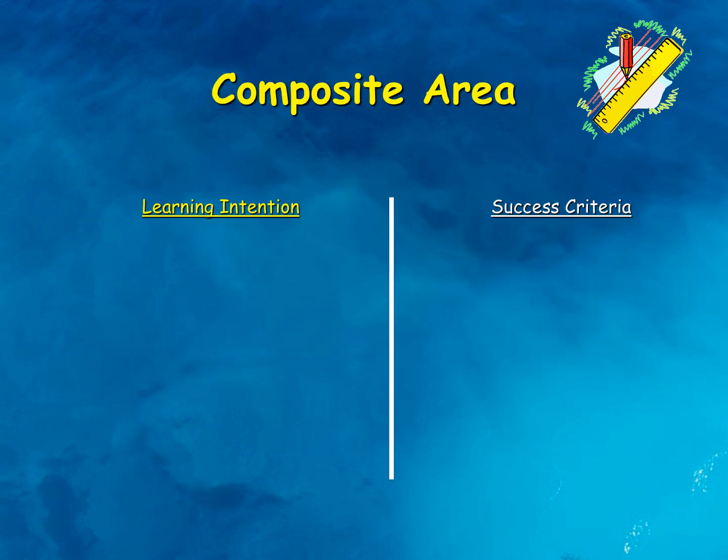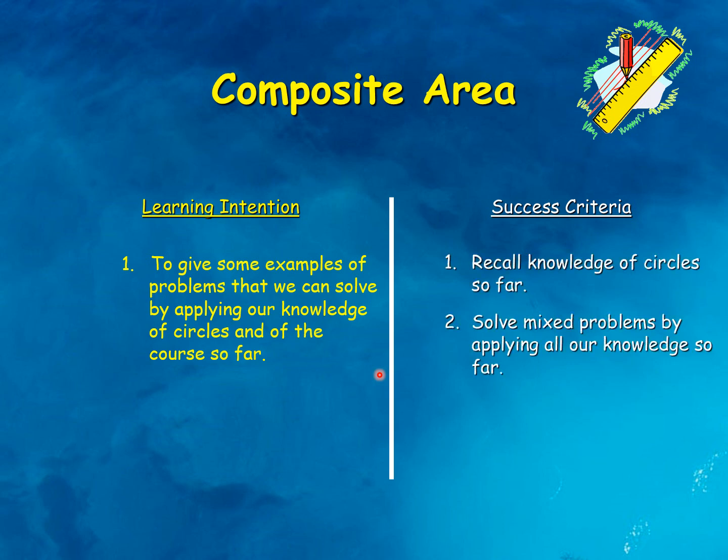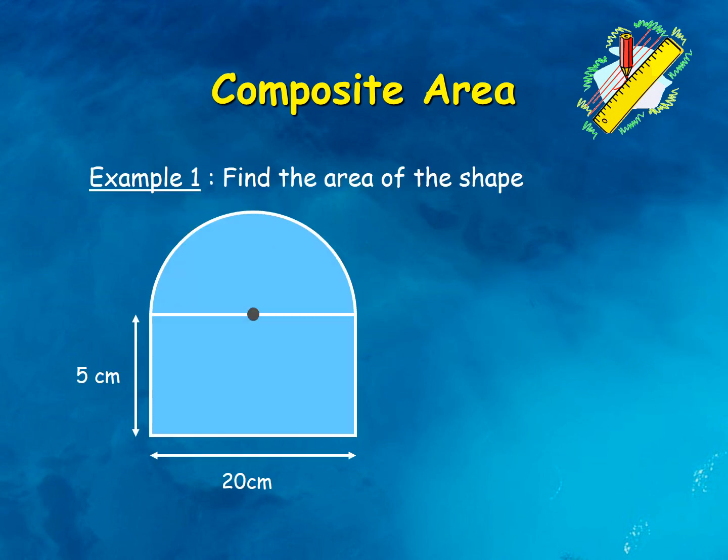Now we are going to deal with the composite area. How we'll find the joint figures' area. So we'll mix the problems by applying all our knowledge so far. See, look at this. This composite area, you have to find the composite area. Here we have a rectangle and we have a semicircle. So the total area should be equal to the area of the rectangle plus the area of the semicircle. Semicircle means the half circle.